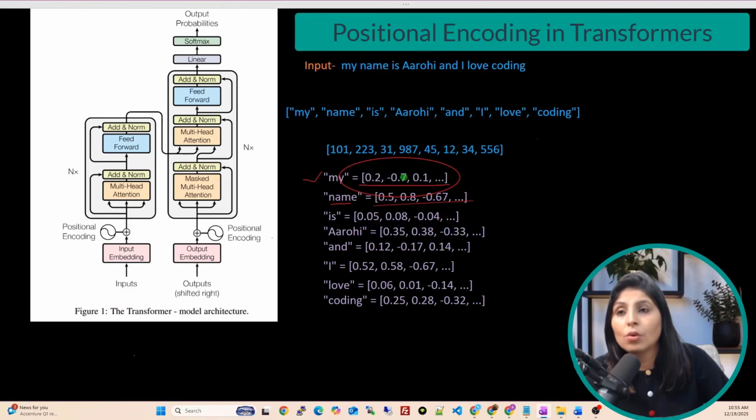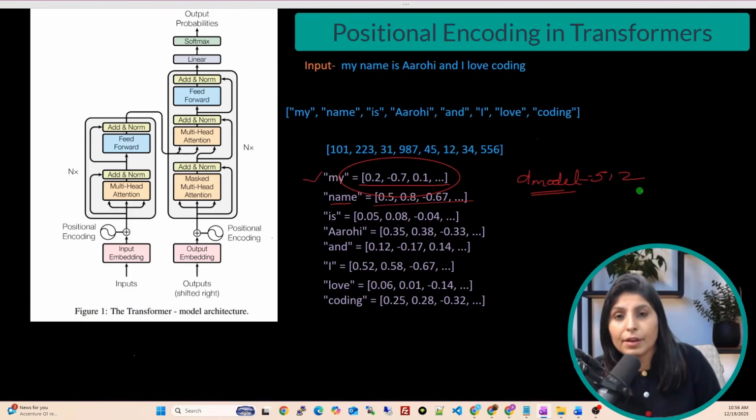The length of this embedding vector depends on what I told you in the last lecture. It depends on D model, and D model simply means how many different values you are going to have in each embedding vector for each token. So if the D model value is 512, that means each of these embedding vectors will have 512 values. This kind of embeddings we got from the input embedding layer. Now let's see the next step. And what is the next step?